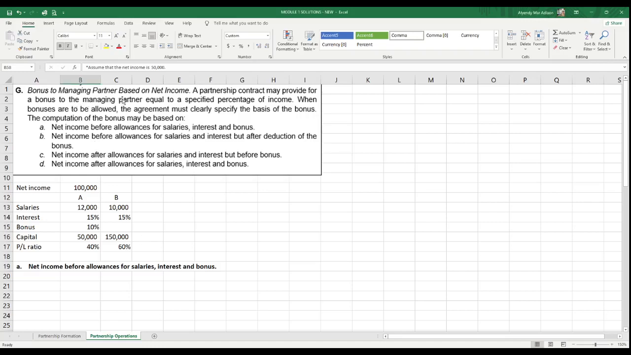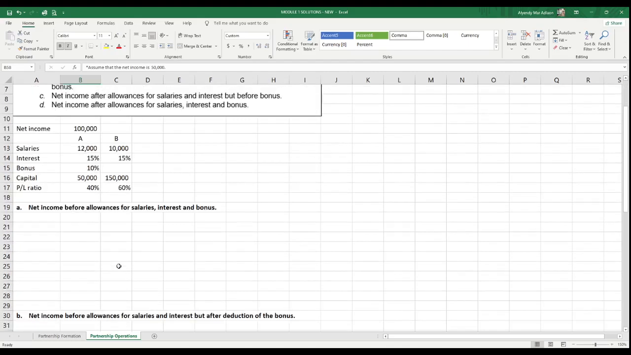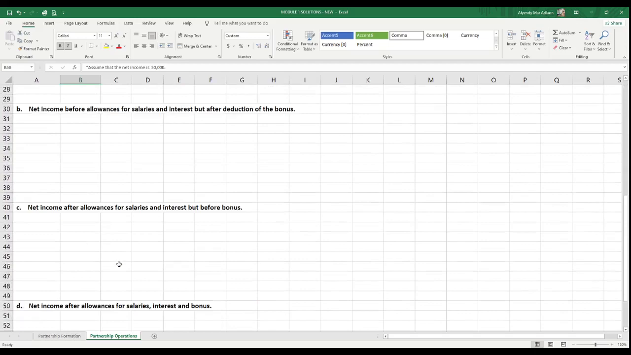Now, bonus to managing partner based on net income. A partnership contract may provide for a bonus to the managing partner equal to a specified percentage of income. When bonuses are to be allowed, the agreement must clearly specify the basis of the bonus. The computation of the bonus may be based on the following. So in the computation of bonus, we can have different bases.